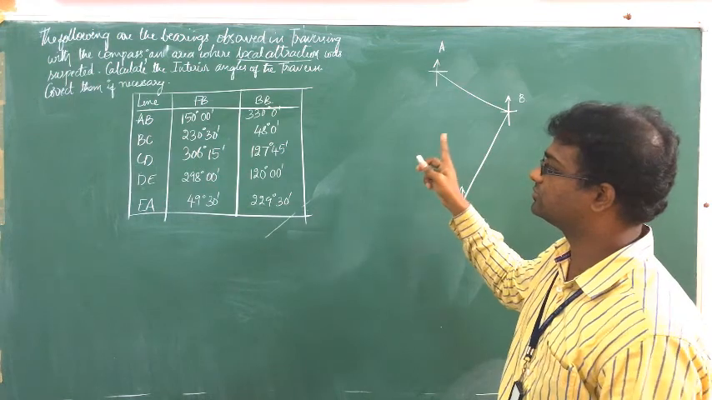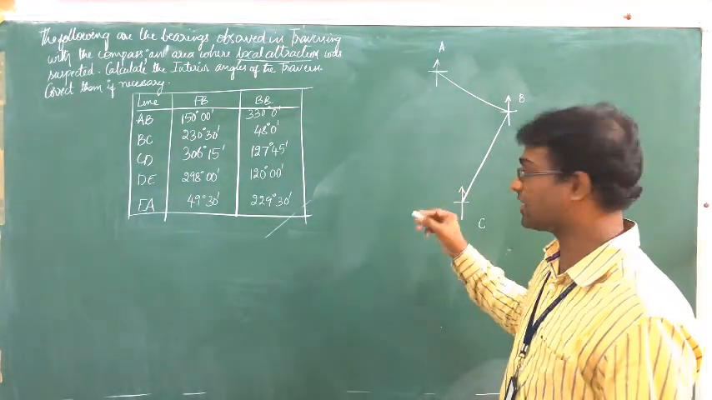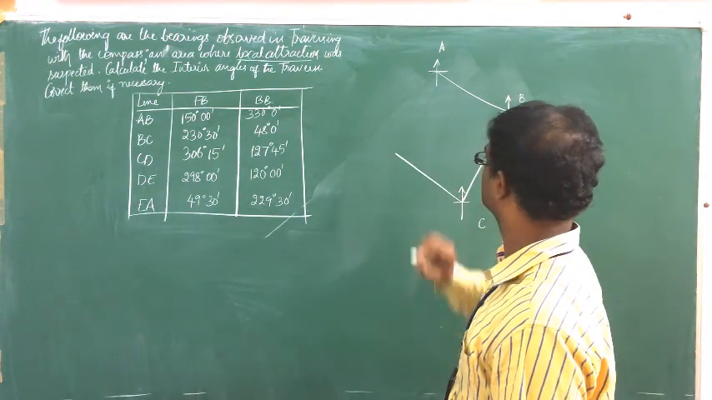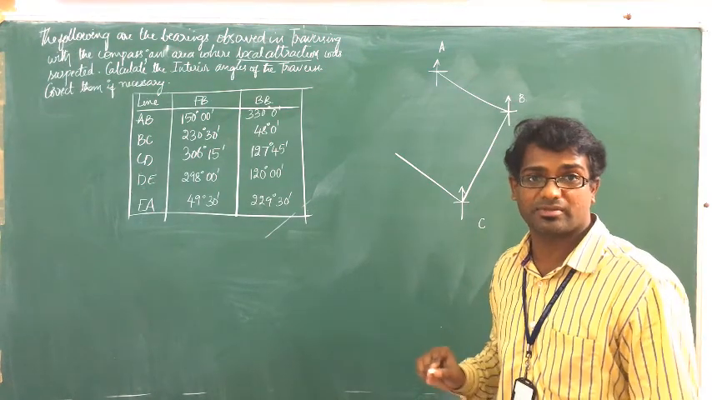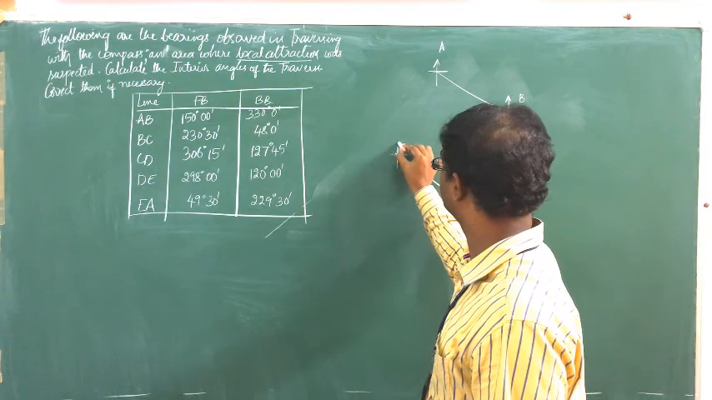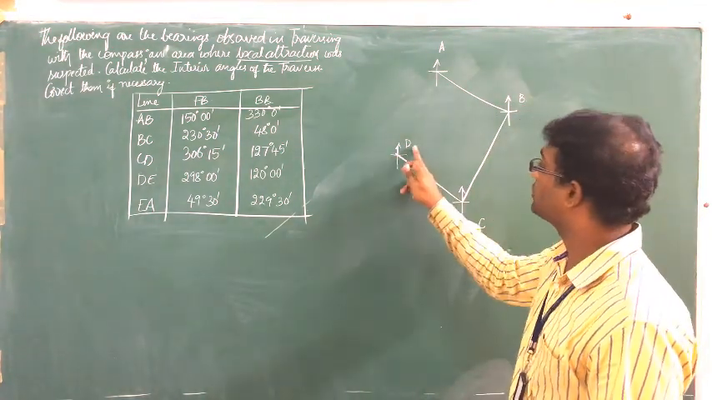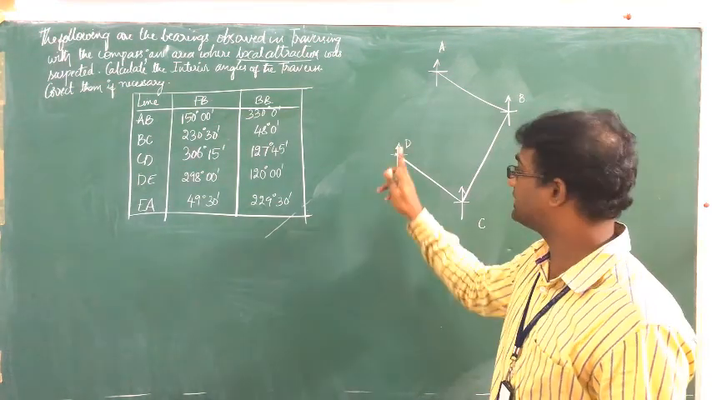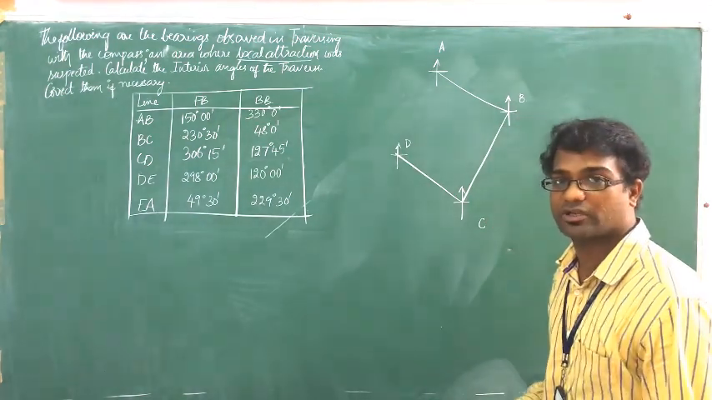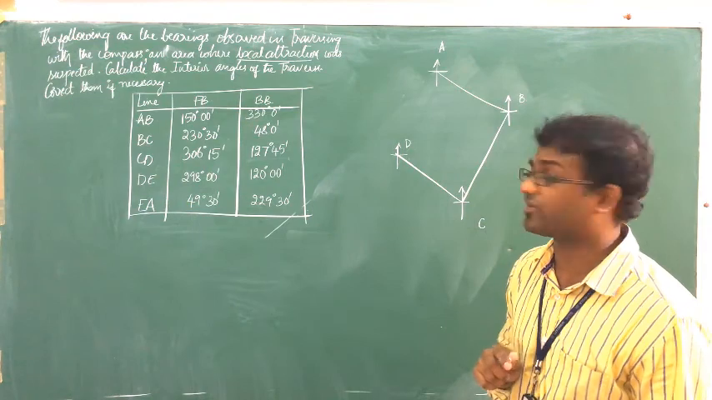From C to D is 306 degrees 15 minutes. So, it is more than 270. Maybe something like that. So, this could be D. Now, we only need to confirm whether D is correct or not. Now, take the back bearing of it. DC is 127 degrees 45 minutes, which comes in this quadrant. So, that is correct. Fine.